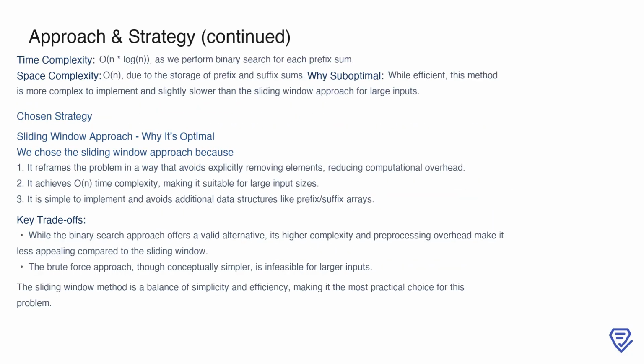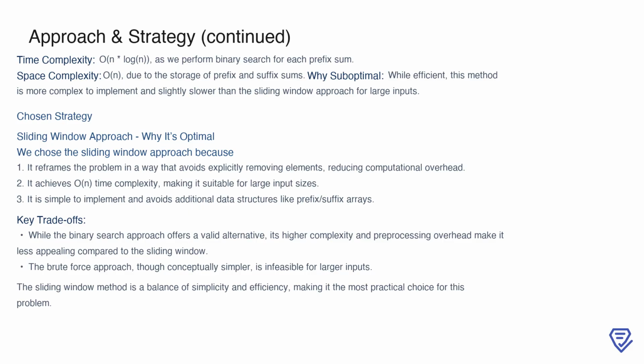The binary search approach has a time complexity of O(n log n), as we perform binary search for each prefix sum, and a space complexity of O(n), due to the storage of prefix and suffix sums. While it is more efficient than brute force, it is slightly slower than the sliding window approach for large inputs and more complex to implement.